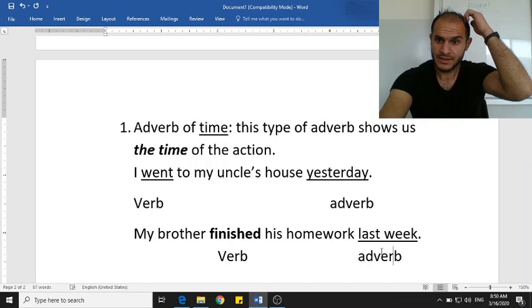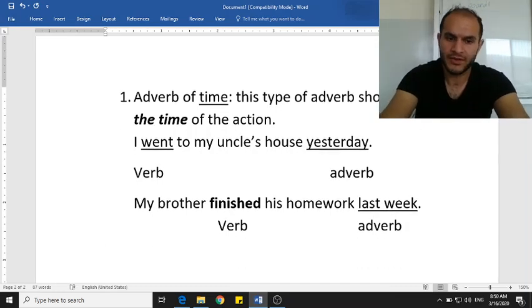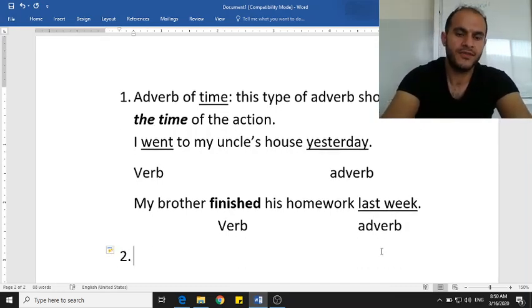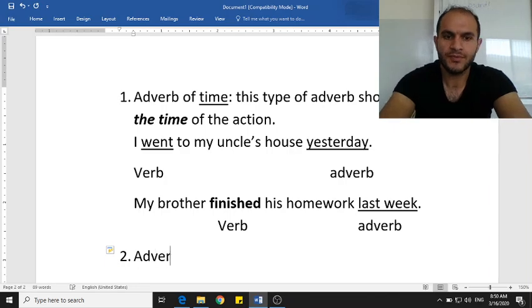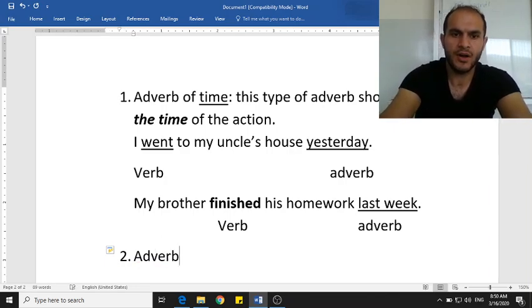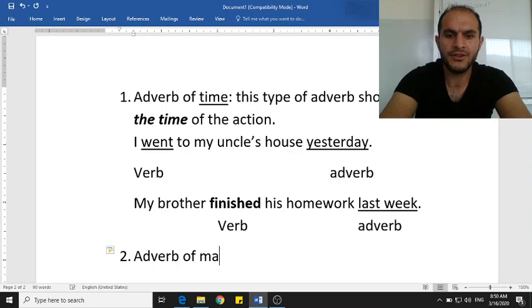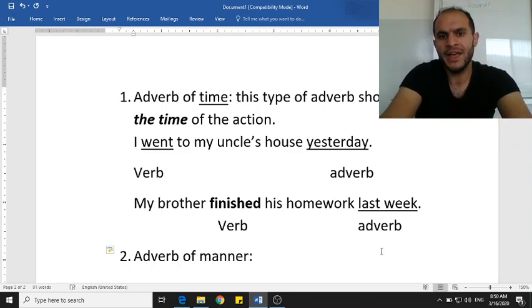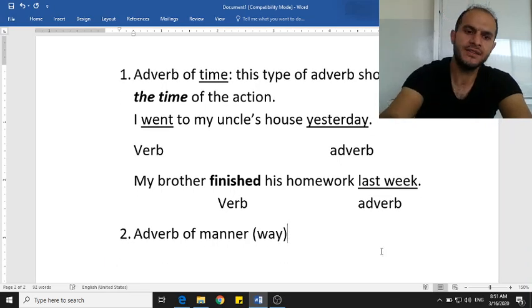Okay. Now let's study another type of adverb. This type of adverb is called the adverb of manner. Manner means the way. The word manner means way. The adverb of manner means the way we do something.